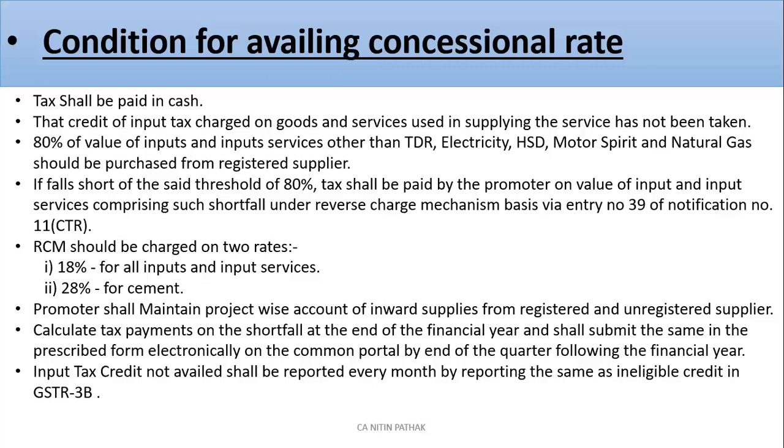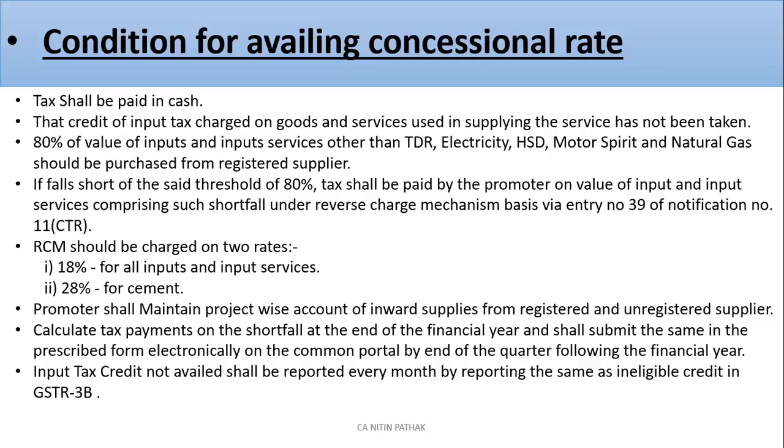Calculate the tax payment on shortfall at the end of each year. The 80% mechanism needs to be done every financial year. Calculate the tax payment on shortfall at the end of the financial year and submit the same in the prescribed form electronically on the common portal by the end of the quarter following the financial year.